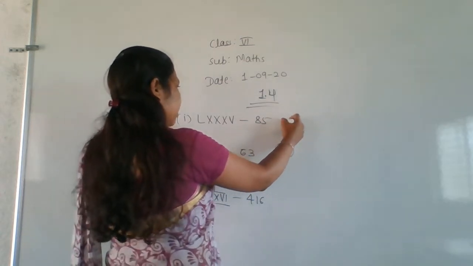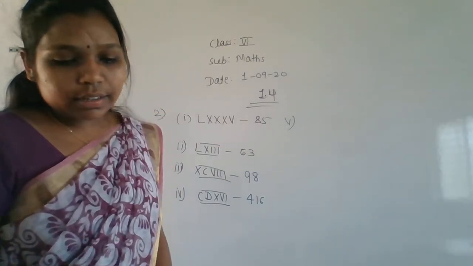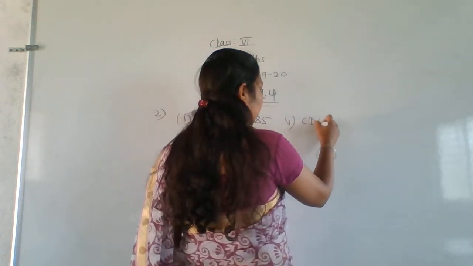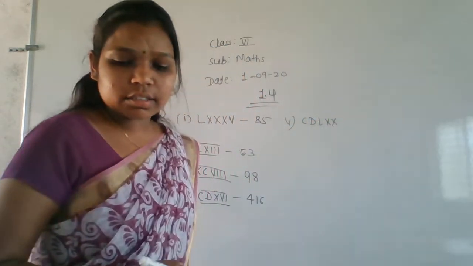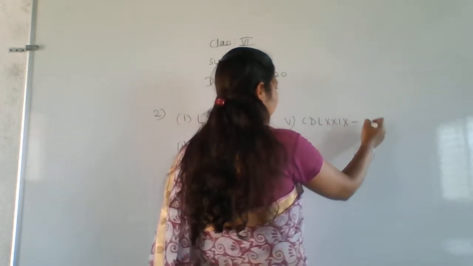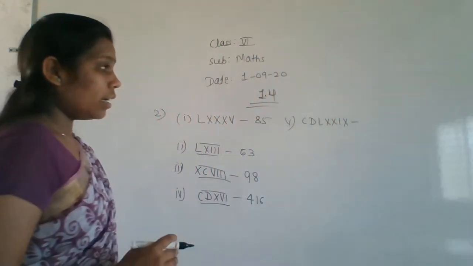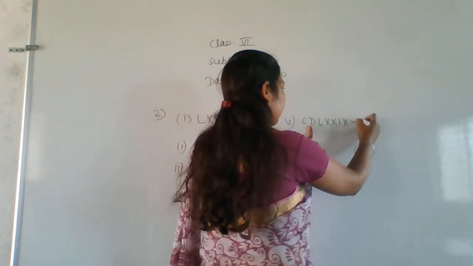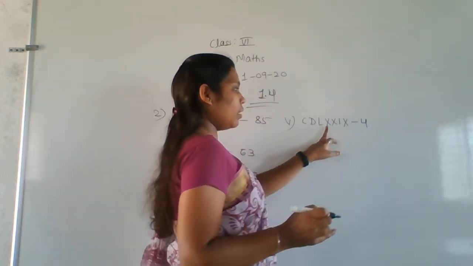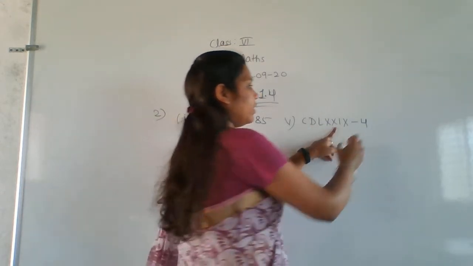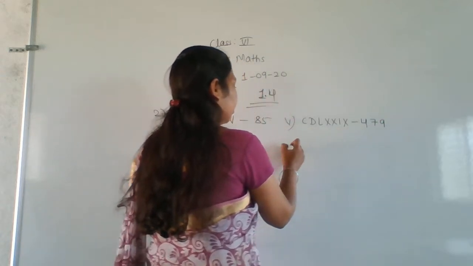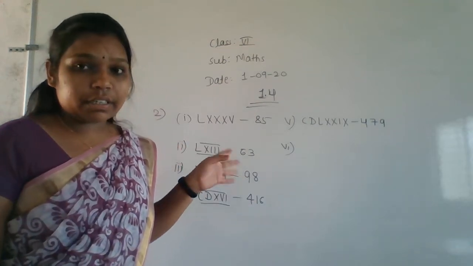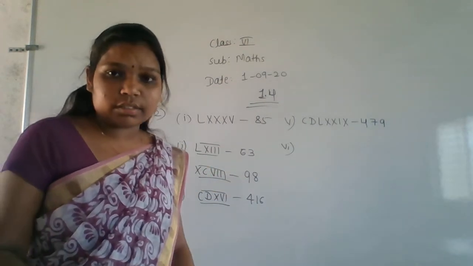Okay. So next, the fifth one. What have they given in the fifth one? That is CDLXXIX. CD is nothing but 400. L means 50, X means 60, 70, 79. Okay, like this we have to think and write these given Roman numbers as English numbers.